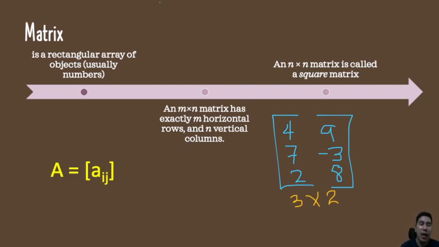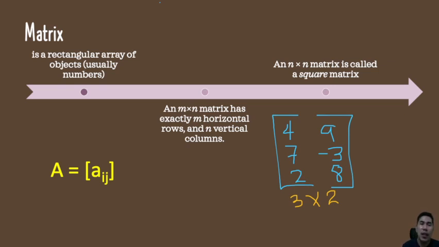So we often use the notation A is equal to A subscript i j for a matrix, and we often use capital letters to represent matrices and enclose the array of numbers using brackets or parentheses. We do not simply use straight lines in place of brackets when writing matrices because that notation has a special meaning in linear algebra.